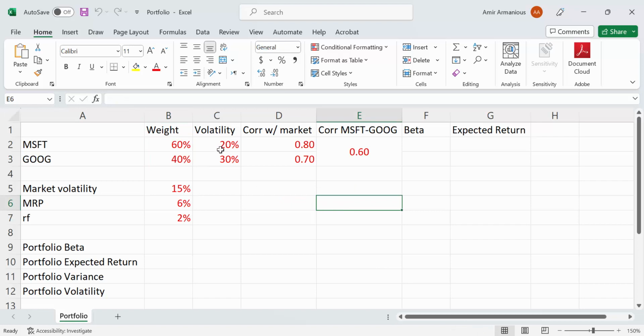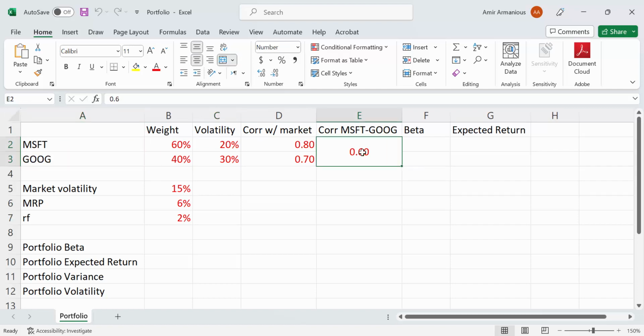Then we have the volatility of Microsoft shares, which is 20%. The volatility of Google shares is 30%. The correlation between Microsoft and the market is 0.8. The correlation between Google and the market is 0.7. The correlation between these two companies, Microsoft and Google, is 0.6.